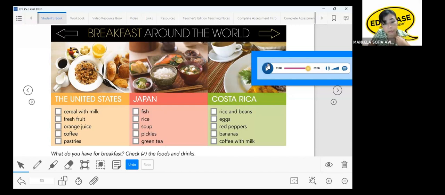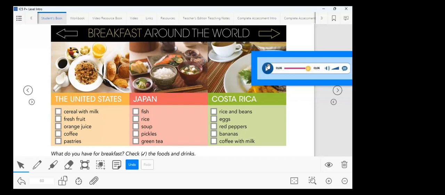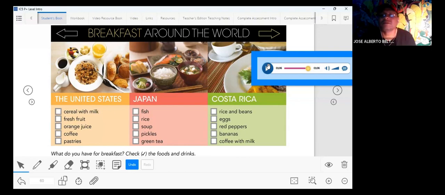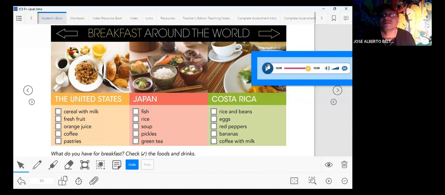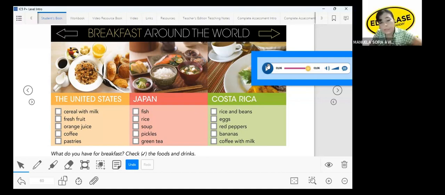Breakfast around the world. Well, Costa Rica is similar, right, to El Salvador, of course. Rice and beans, what we call casamiento, is the same. Eggs, red peppers. When we add red peppers to the eggs, I don't know how they eat it. Bananas, coffee with milk. Maybe bananas, no. It's not bananas, it's plátano. Yes, they call it like that. Correct.